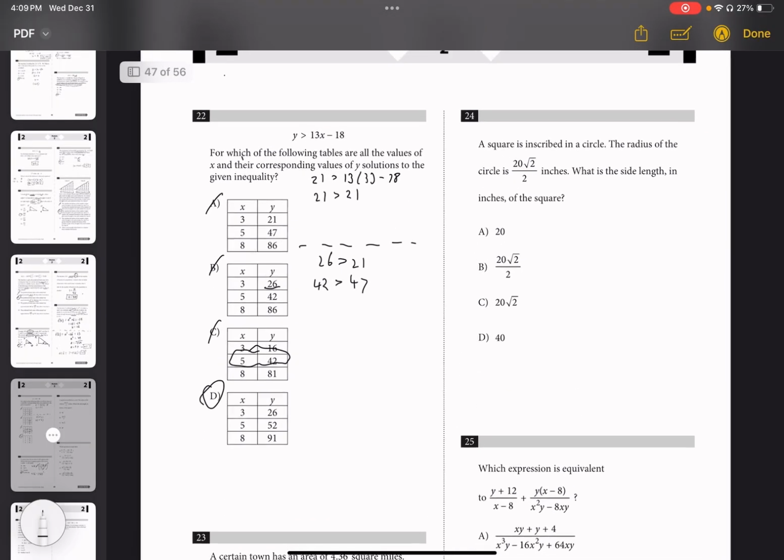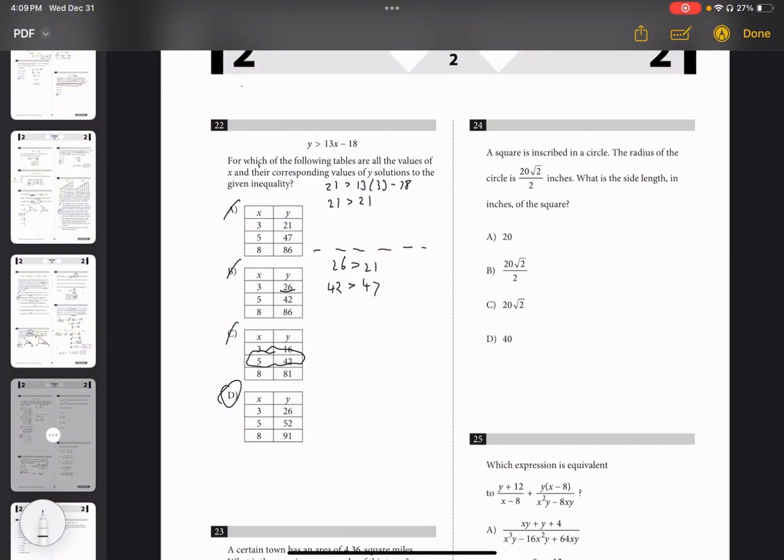Next, we have question 24. A square is inscribed in a circle. So let's draw this out first. We have a circle, and then we have a square that is inscribed in that circle. Not the best square, but it will do. And then the radius of the circle is 20 square root of 2 over 2, which is equal to just 10 square root of 2. What is the side length in inches of the square?